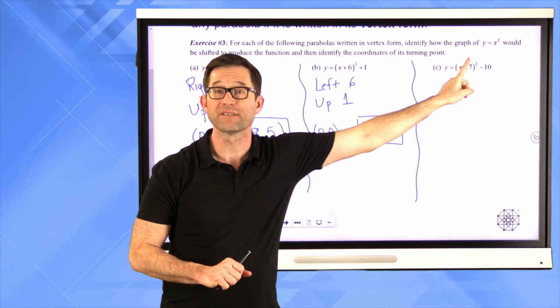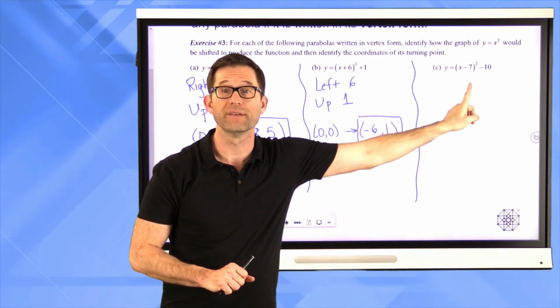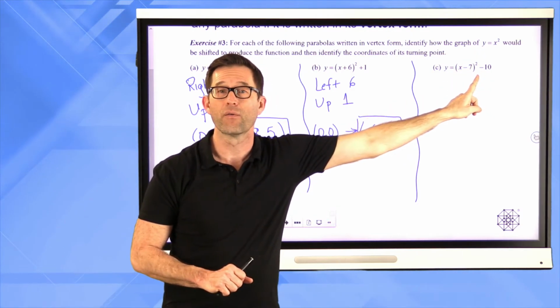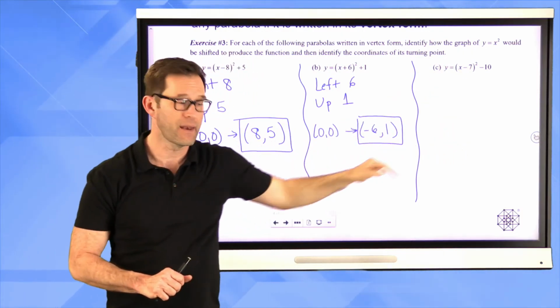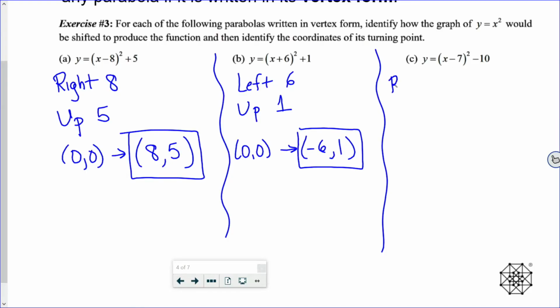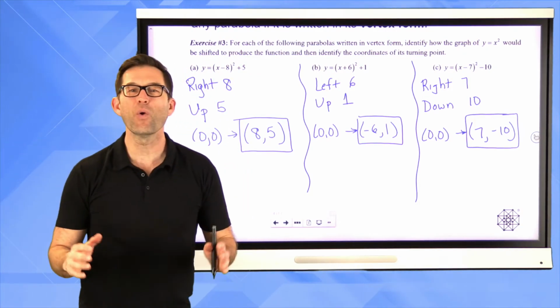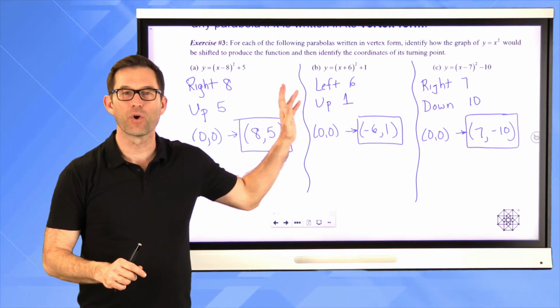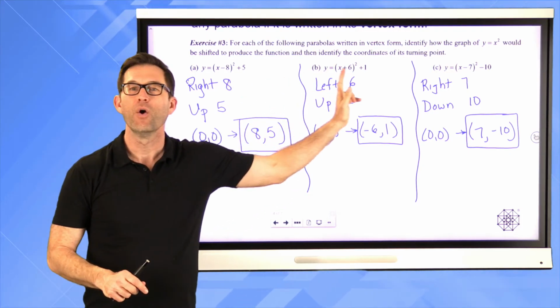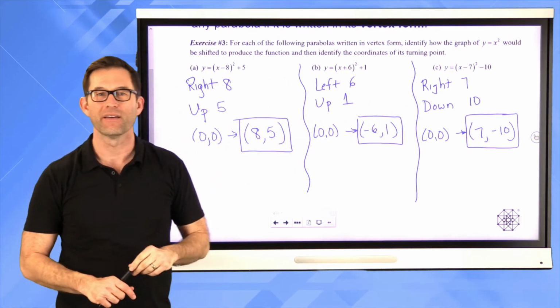Okay, and in this particular one, that minus 7 tells me that I'm going to go to the right 7. This one's going to be shifted to the right 7, and then subtracting 10 overall means that I'm going to go down 10. So I go right 7, down 10, which means (0, 0) gets mapped to (7, -10). Excellent. It's so easy to see the vertex or the turning point when it's written this way, right?